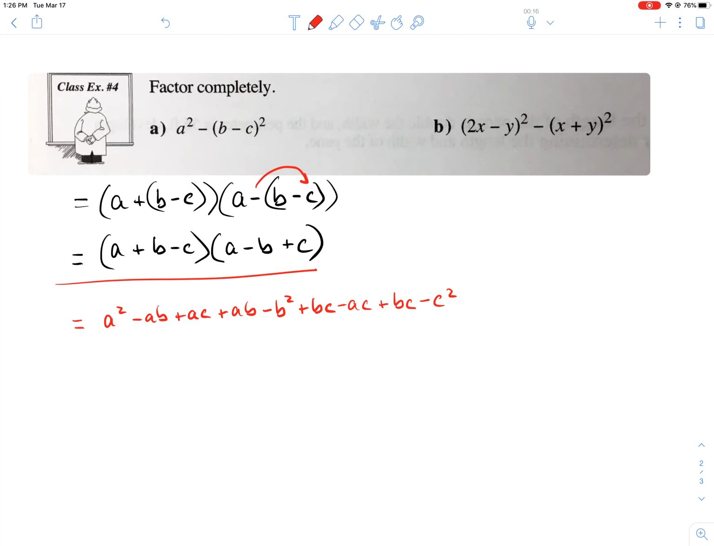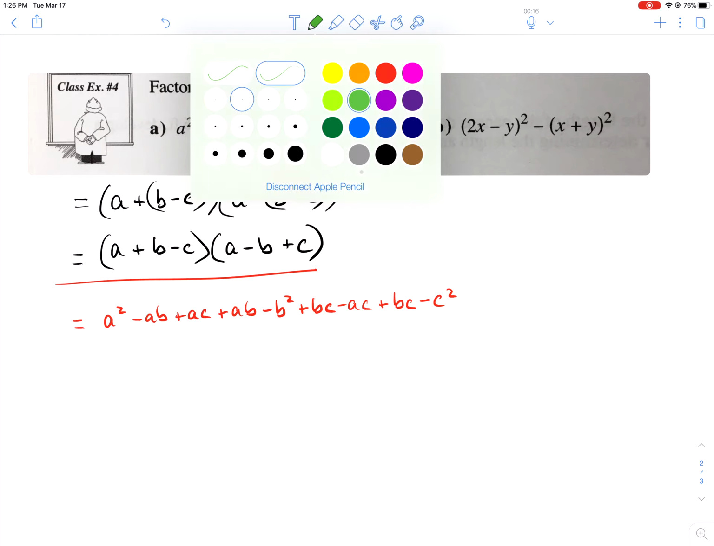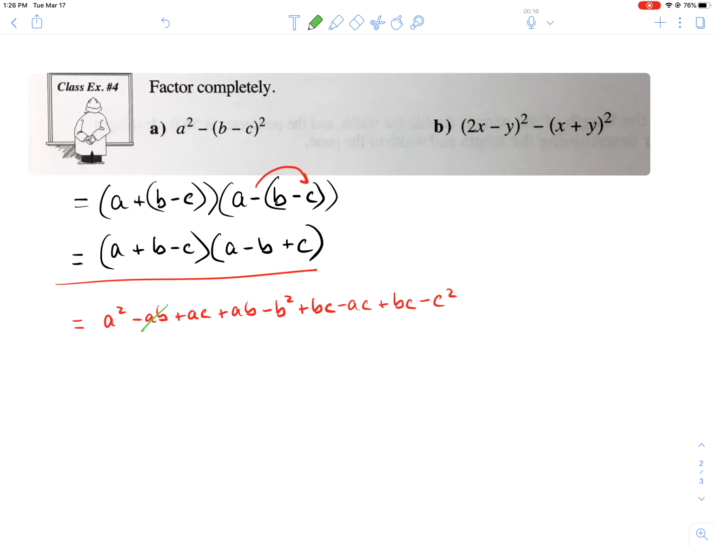So let's find out if we can actually cancel any of these. So ab, those are gone. ac, those are gone. And then we have these guys right here. Can we factor that? We've got the a squared. That checks out, right? A squared, done.